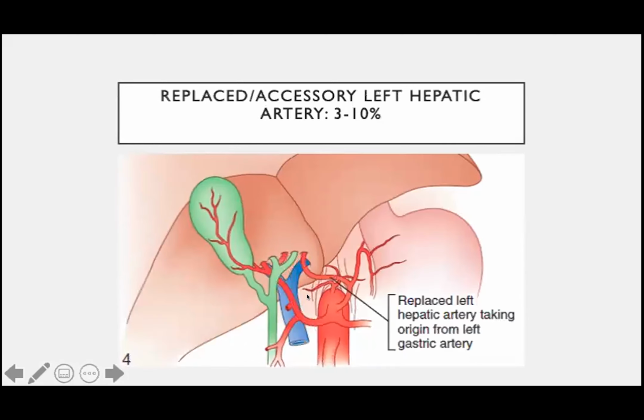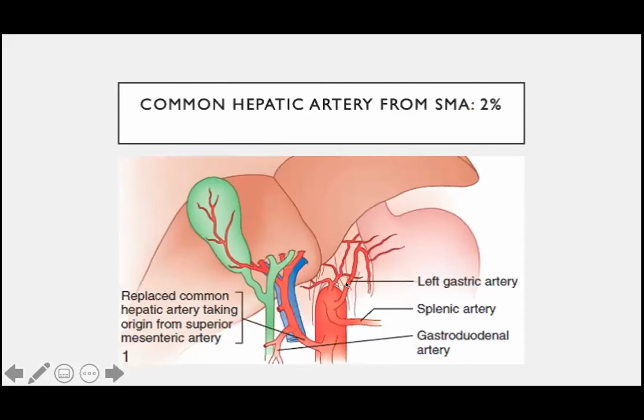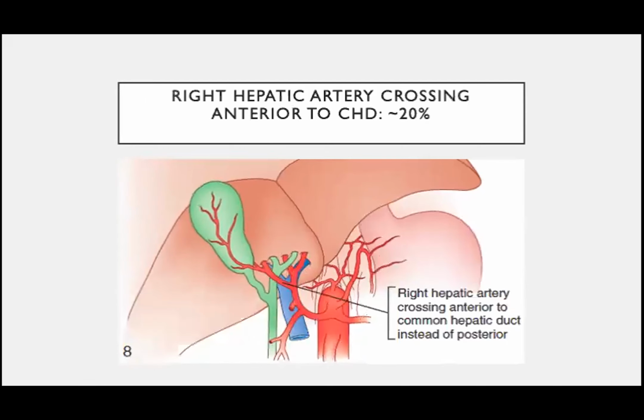Then we have the replaced left hepatic artery. A replaced left hepatic comes from the left gastric. A replaced common hepatic would come from the SMA as well, which is very rare, only 2%. If the right hepatic crosses anterior to the common hepatic duct, that's around 20% of variations, and you can see it here.